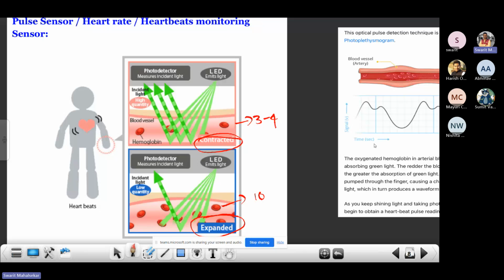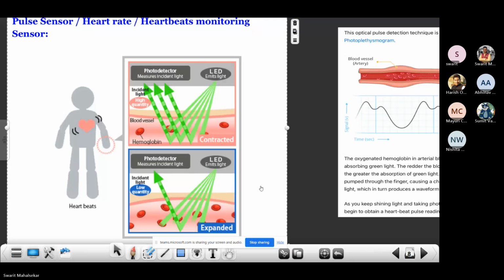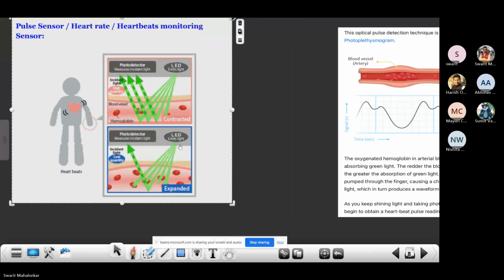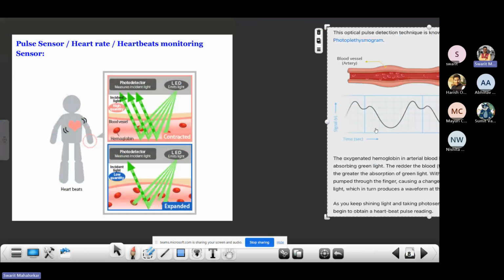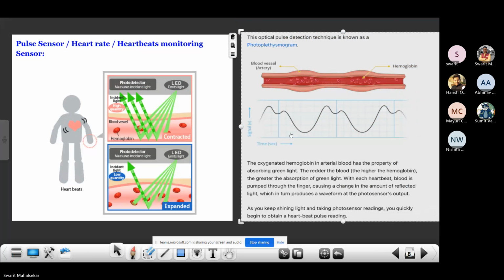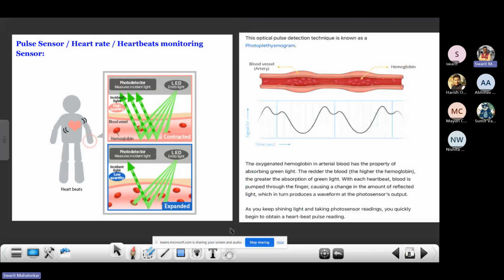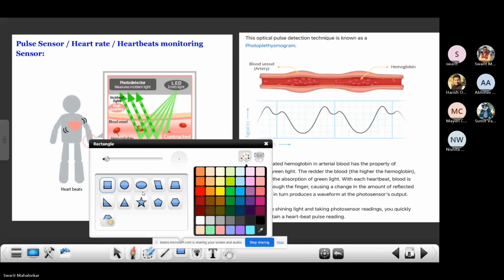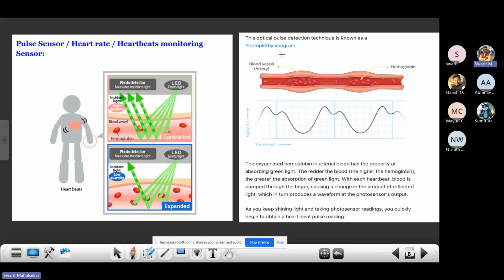So let me erase this particular thing and zoom it out. Just a second. Let me bring this image as well. Okay, so have a look over here at this particular part.